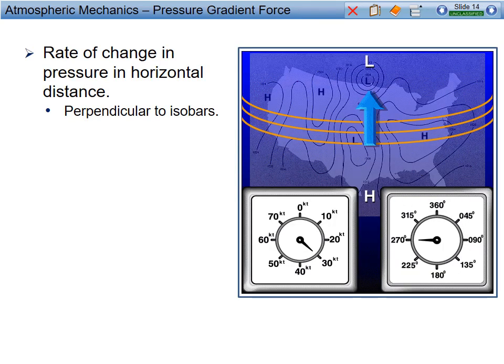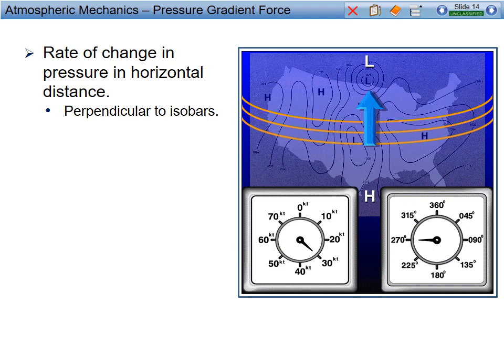The rate of change in pressure across a horizontal distance is called the pressure gradient force. The pressure gradient force will always act perpendicular to the isobars and thus will be perpendicular to the gradient winds, the winds that we just talked about that were parallel to the isobars. The more closely the isobars are located to one another, the more pressure gradient force is experienced. So the more tightly spaced isobars mean more pressure gradient force and will result in greater wind intensity.